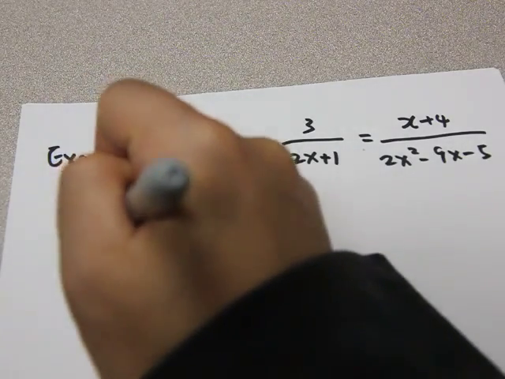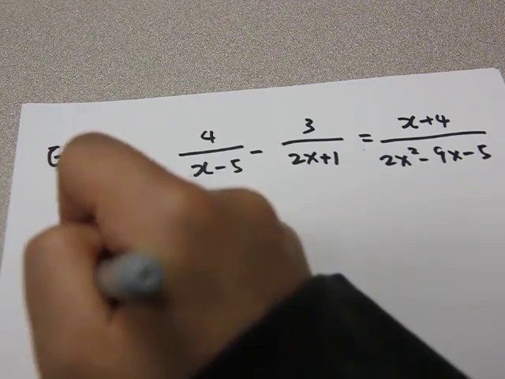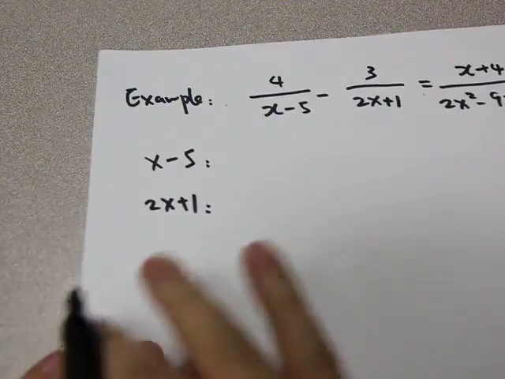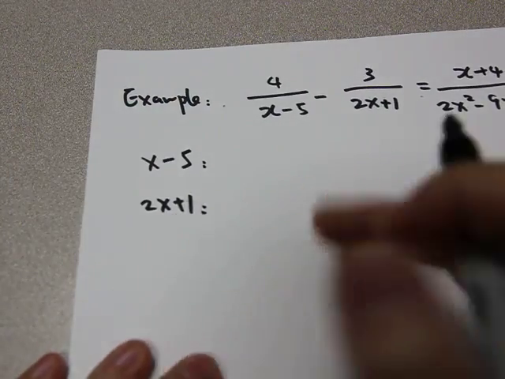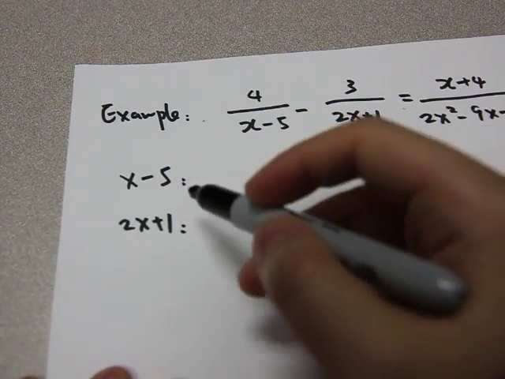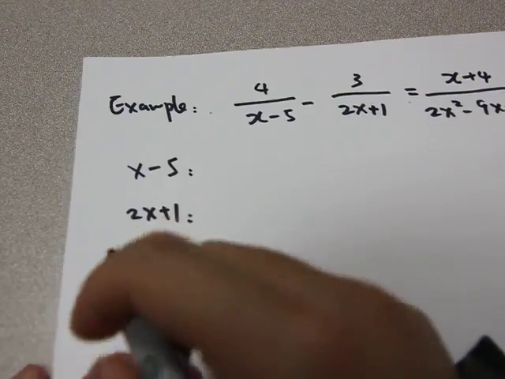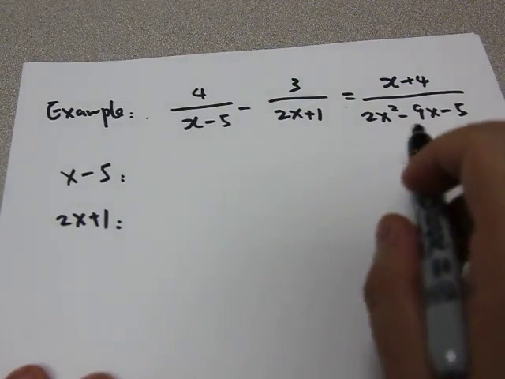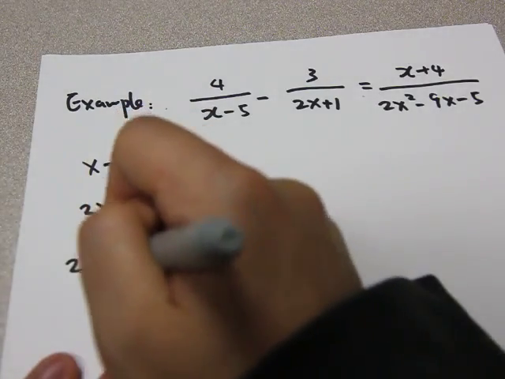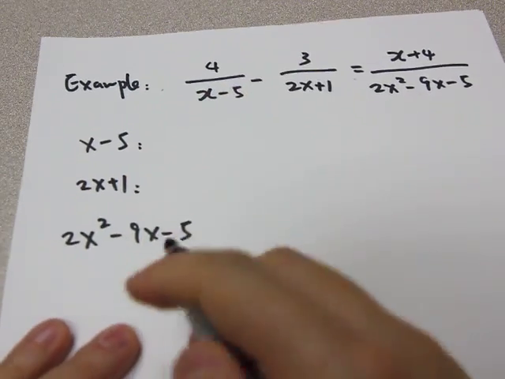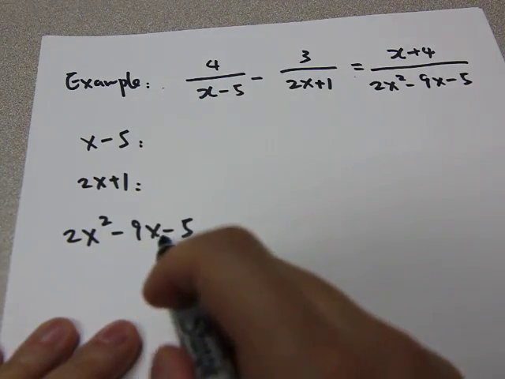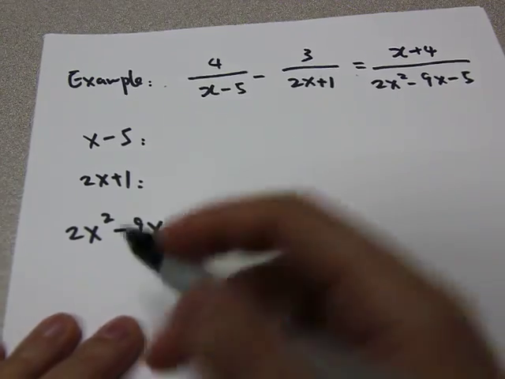Now x minus 5 and 2x plus 1, there's no way we can factor them. Okay, so we call them a prime factor. However, for this trinomial 2x squared minus 9x minus 5, we might be able to factor this one. Let's see.